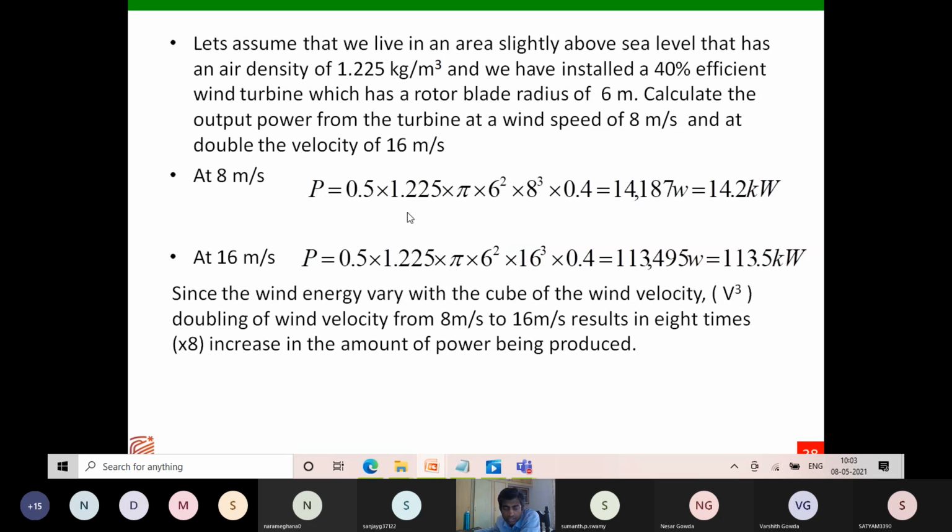So the wind velocity is an important parameter which will change the power that is received. That is the simple direction that we are going to get.